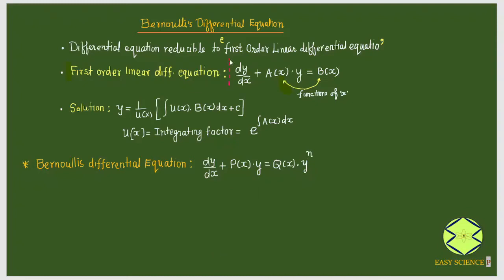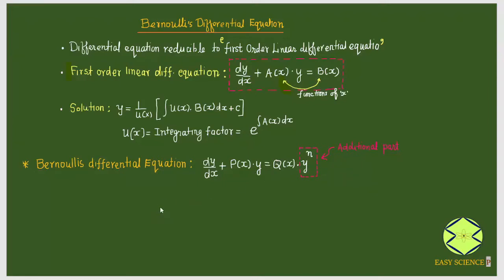Now if you compare with the first order linear differential equation, which has this form, almost it is having the same form, except an additional component has come, which is y raised to n. So in Bernoulli's differential equation we have an additional part. Remaining things are almost the same as the first order linear differential equation. In order to reduce the Bernoulli's differential equation into the first order linear differential equation, we have to eliminate this y raised to n.